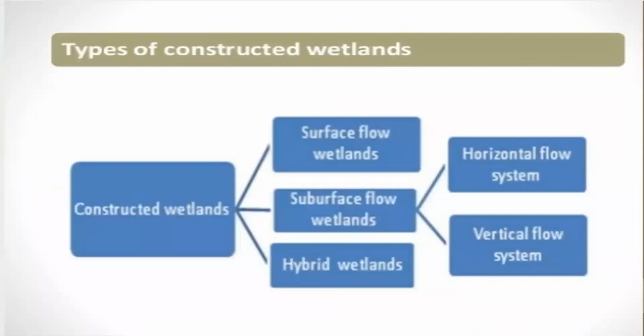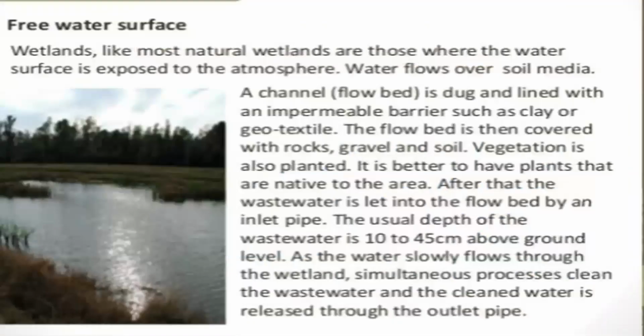Now, the types of constructed wetland. Constructed wetlands are generally of three types: surface flow wetland, subsurface flow wetland, and hybrid wetland. There are two types of subsurface flow wetland, the horizontal flow system and the vertical flow system. First of all, let's discuss free water surface or surface flow, which is almost like a natural wetland where water is exposed to the atmosphere and the channel is lined with an impermeable barrier, and wastewater flows in through the inlet and clean water leaves from the outlet.